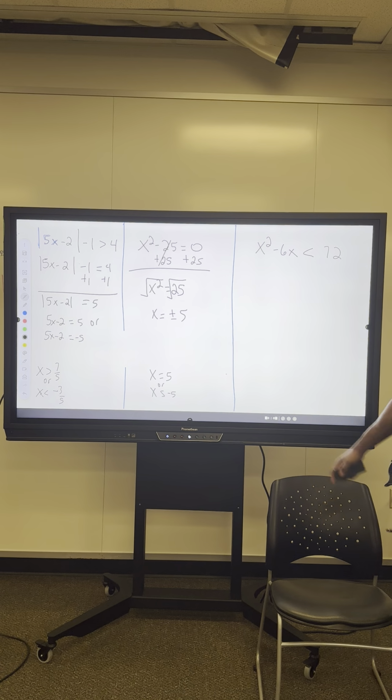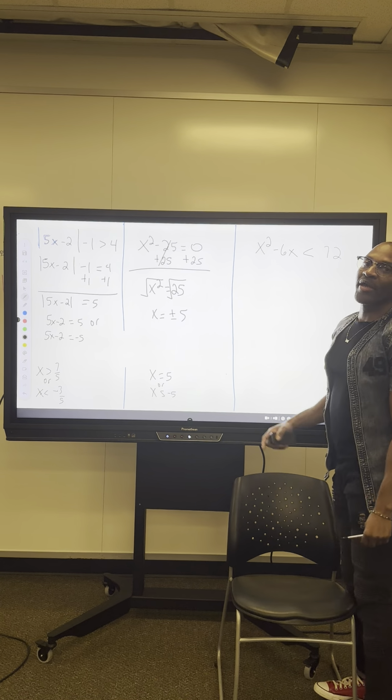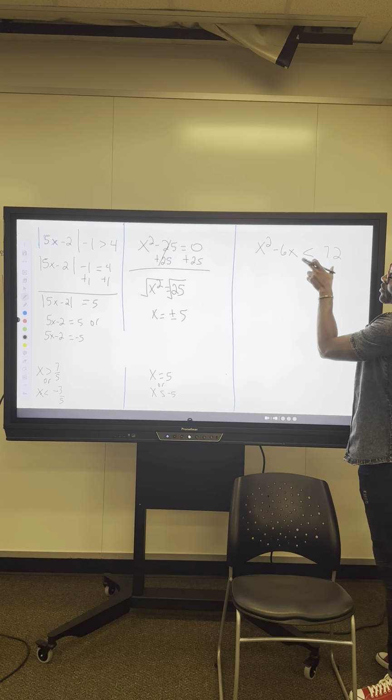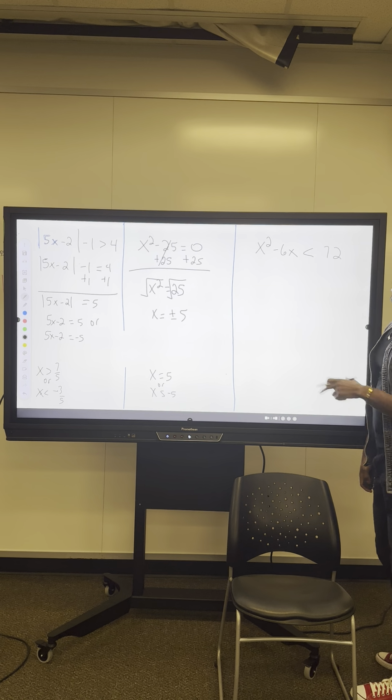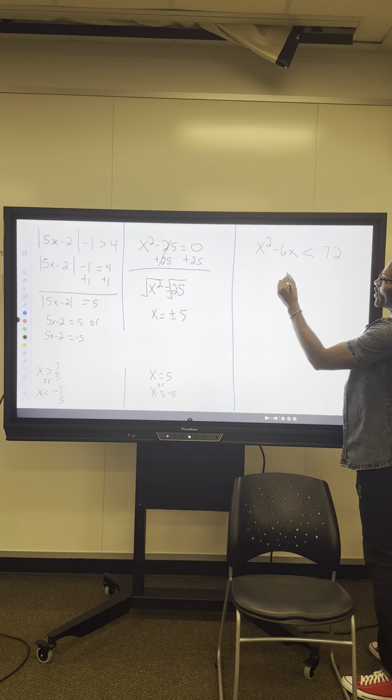I think the last one is probably the most challenging out of all of the questions that you're gonna have, but yeah, we can do it. Now, this is called a quadratic inequality, and in order to solve this, we need to set it equal to 0. So first, let's see what it looks like.